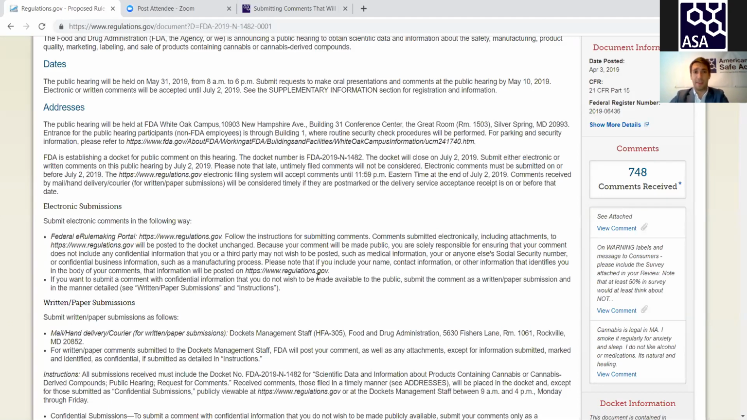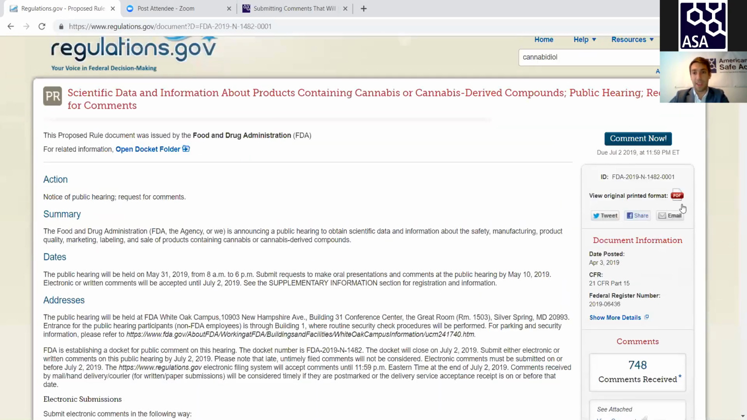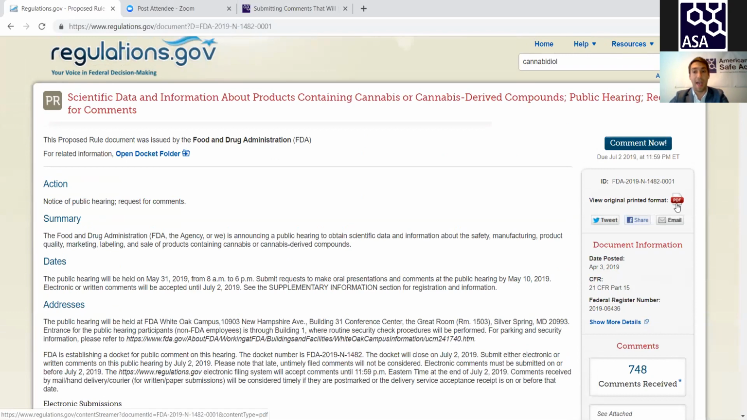So I want to highlight a few things on this page. The first is this link right here where it says view original printed format. I always click on this link just to be sure that the notice hasn't changed, because when you click on the PDF format, this is the notice that's published in the actual Federal Register. So I just always click this to make sure that there is no discrepancy between what's posted on the comment webpage and what's published as the actual legal document.